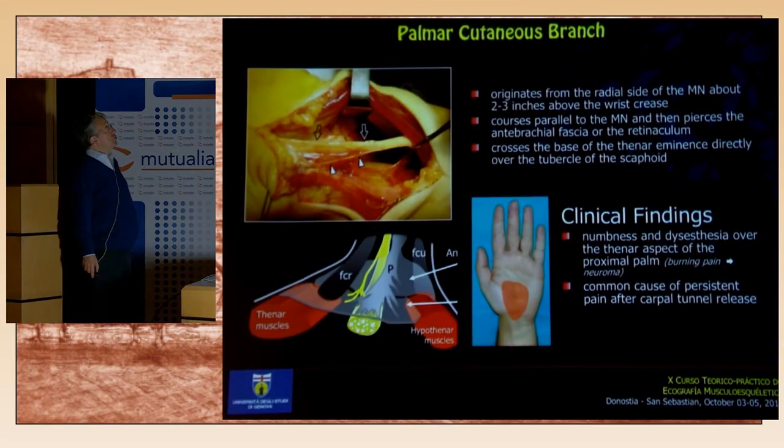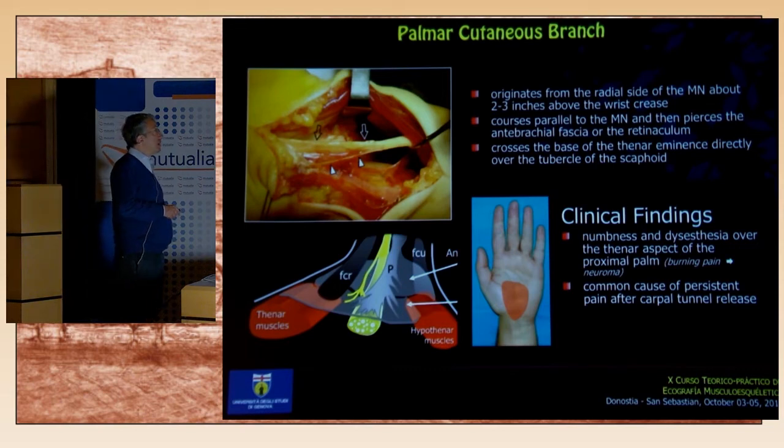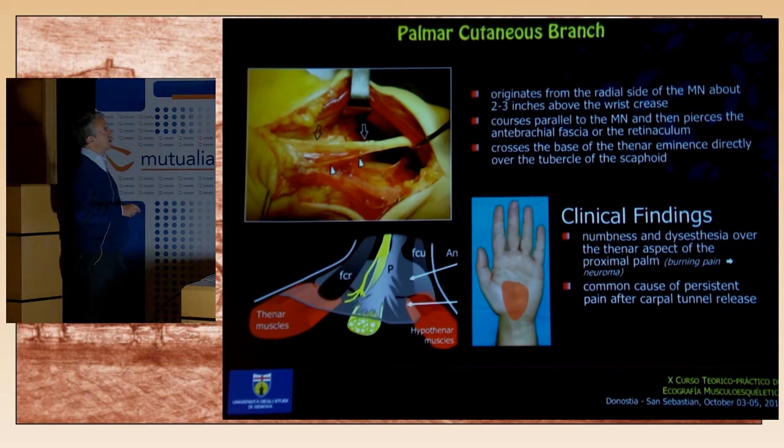Ultrasound, don't forget to check some important branches of the median nerve close to the carpal tunnel. One is the palmar cutaneous. You know that the palmar cutaneous detaches very proximally in the median nerve, so the distal radius, and then it pierces the antebrachial fascia or the proximal part of the retinaculum to move into the subcutaneous tissue and supply this area.